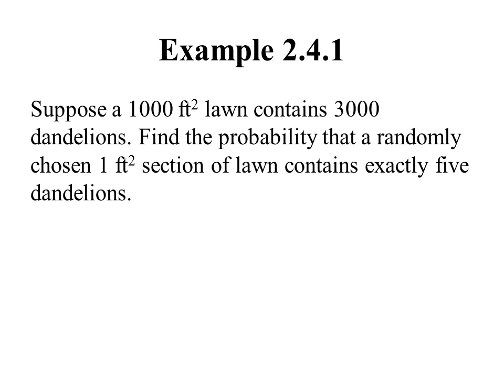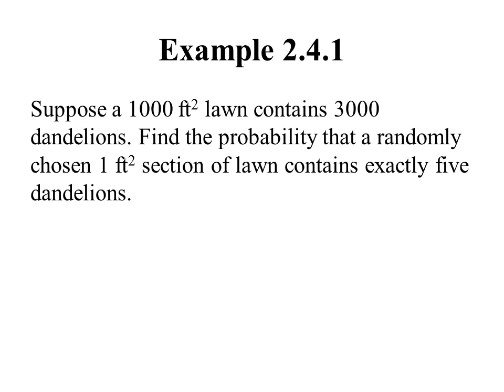So suppose a 1,000 square foot lawn contains exactly 3,000 dandelions. Find the probability that a randomly selected 1 square foot section of lawn contains exactly 5 dandelions. Okay. Now, at first glance, this may look kind of like a hypergeometric distribution or a binomial distribution, but notice that we're not selecting items without replacement. In fact, we're not selecting items at all. We're simply choosing a 1 square foot section of lawn.